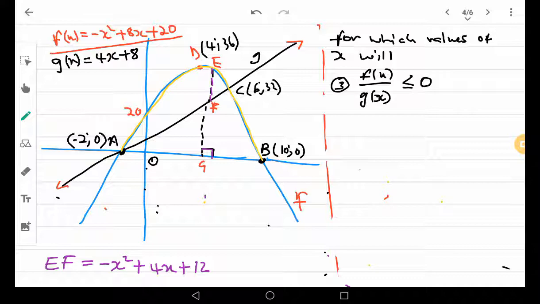Coloring. If this one is negative, this one must be positive, because the product must be negative. If one is above, the other must be below. Because if this one is positive, this one must be negative. Negative divided by positive is negative. Positive divided by negative is negative. So if one is above, the other must be below. So they are all below, and they are all above.